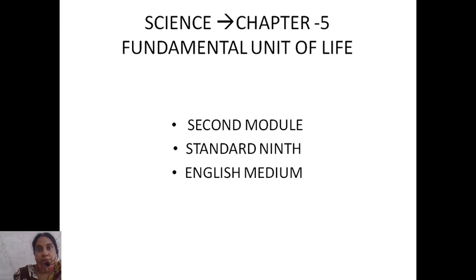We are going for the next session of Chapter 5, that is the second module of Chapter 5, Fundamental Unit of Life. In the first session, I had discussed about a cell. Later on, we went to define about a cell. We saw different structures of a cell. Later on, I told you about the activity of the onion peel, and we saw the cells of onion slide.